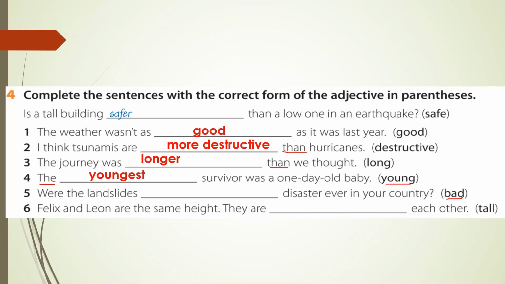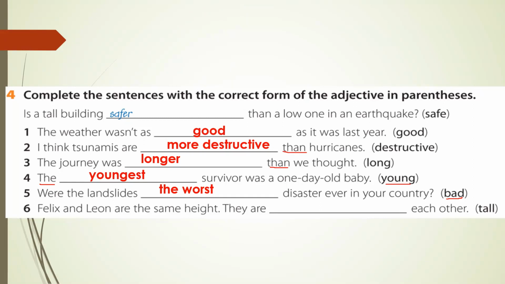So I'm comparing this landslide with all the disasters that happen in my country. So again, if I'm comparing one to the rest, it is the superlative form. So of course I have to say the worst, because bad is an irregular adjective. Take a look at the list of irregular adjectives so you can write in the correct form.